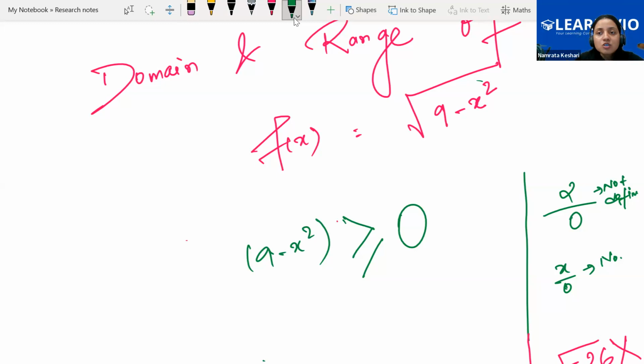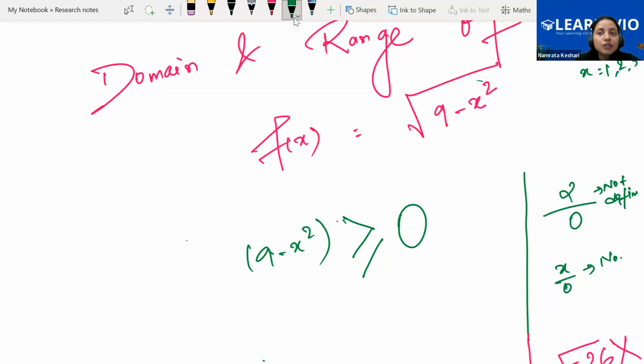Here we are writing it. X value 0, we have checked, is acceptable. X value 1, 2, 3, we have checked, is acceptable. But when we started taking 4, 5, 6, it was not acceptable. So after 3, whatever number we take for x, it is not acceptable.